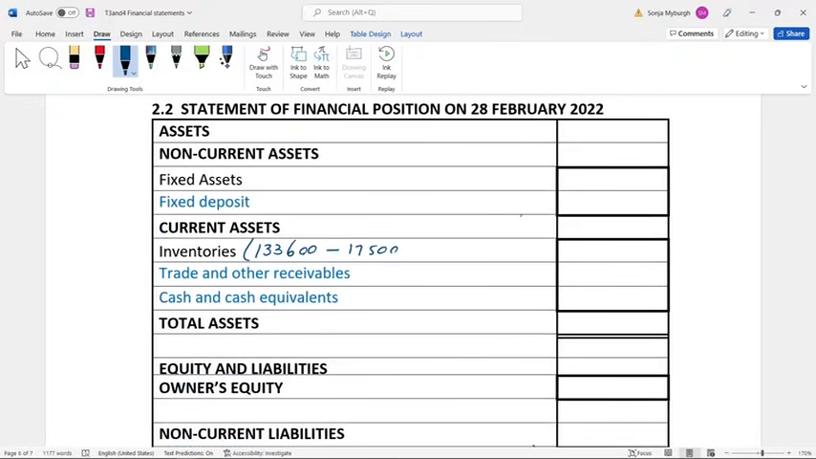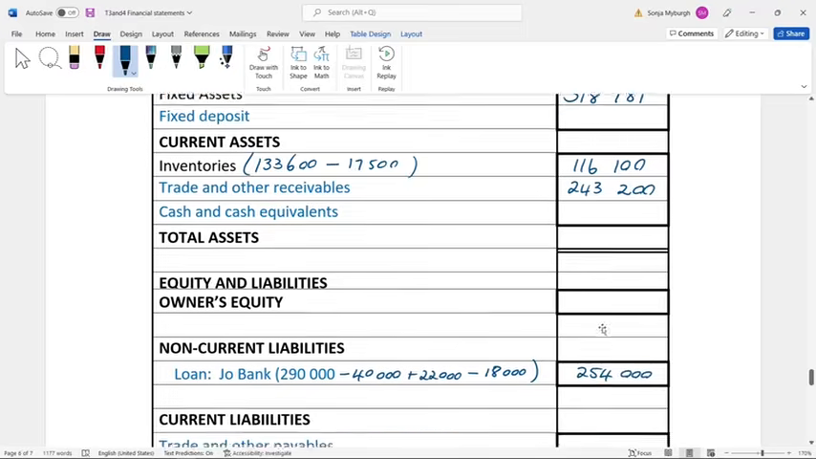Fixed assets, we said that will be the carrying value at the end of both. So I add the R1. They didn't give us anything on fixed deposits. Inventories, 116,100. Trade and other receivables, we've done the note. We just write the total in. They didn't give us any information on cash and cash equivalents.